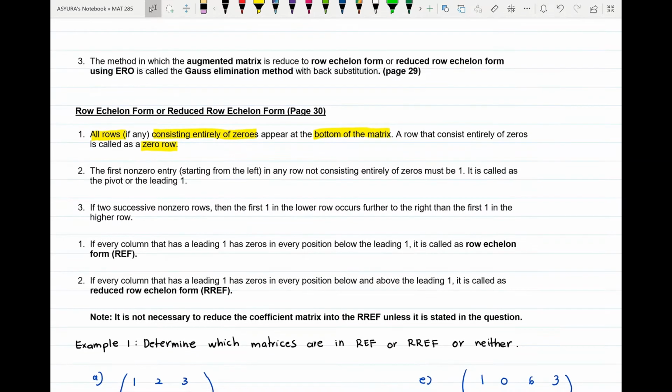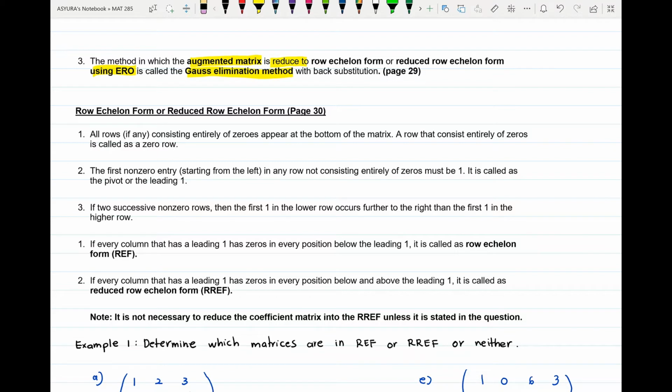Okay, next we have the method in which the augmented matrix is reduced to row echelon form or reduced row echelon form using ERO. It is called the Gauss elimination method with back substitution. Later on, we will see how to perform the Gauss elimination method. Firstly, we have to know what a row echelon form and a reduced row echelon form are.